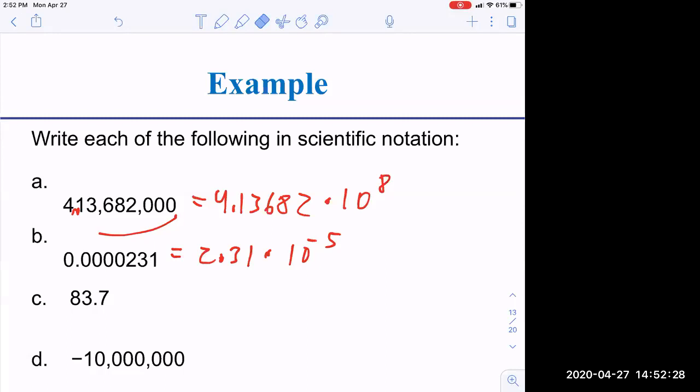Okay, 83.7, it's not a big number, but a lot of times we still want it in scientific notation. So it's 8.37 times 10 to the 1st. And if there's a negative sign, just make it here negative 1.0 times 10 to the 6/7.